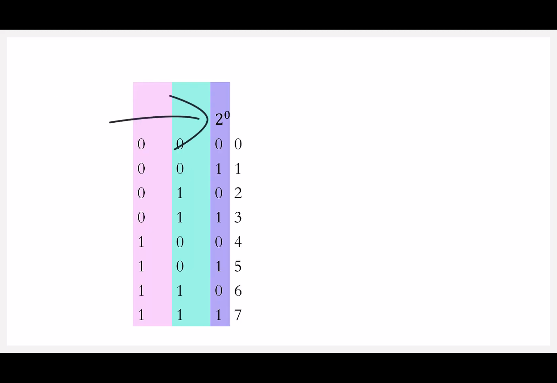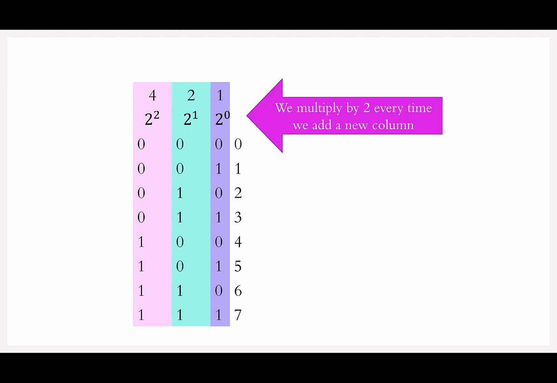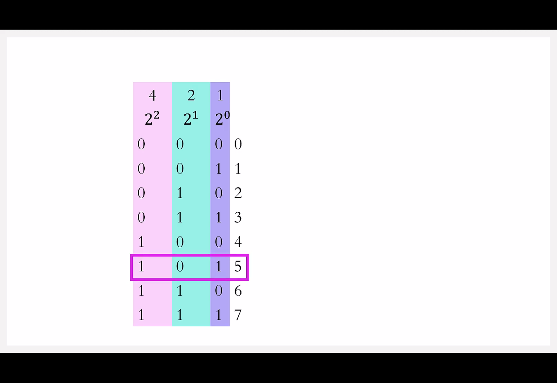Let's break down how this works. Starting from the right, we multiply these values by 2 to the 0, which we know is 1. If you take a step to the left, now we have values that are multiplied by 2 to the 1, which is just 2. And then our leftmost column, we will multiply by 2 squared, which is 4. Notice that we multiply by 2 every time we add a new column.